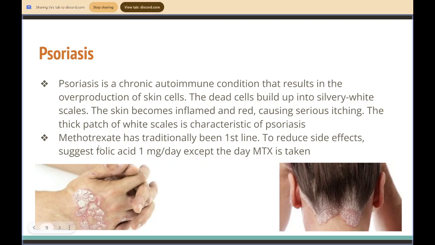All right. Moving right along, this is definitely a new addition, psoriasis. It is a not common autoimmune condition, and it results in the overproduction of skin cells. The silvery white scales are going to be the dead cell buildup. They can become inflamed and red, causing serious itching. They are a thick patch, and if you try to remove it, it'll be bleeding underneath. Methotrexate has traditionally been first line, and to reduce any side effects, we suggest folic acid 1 mg per day.